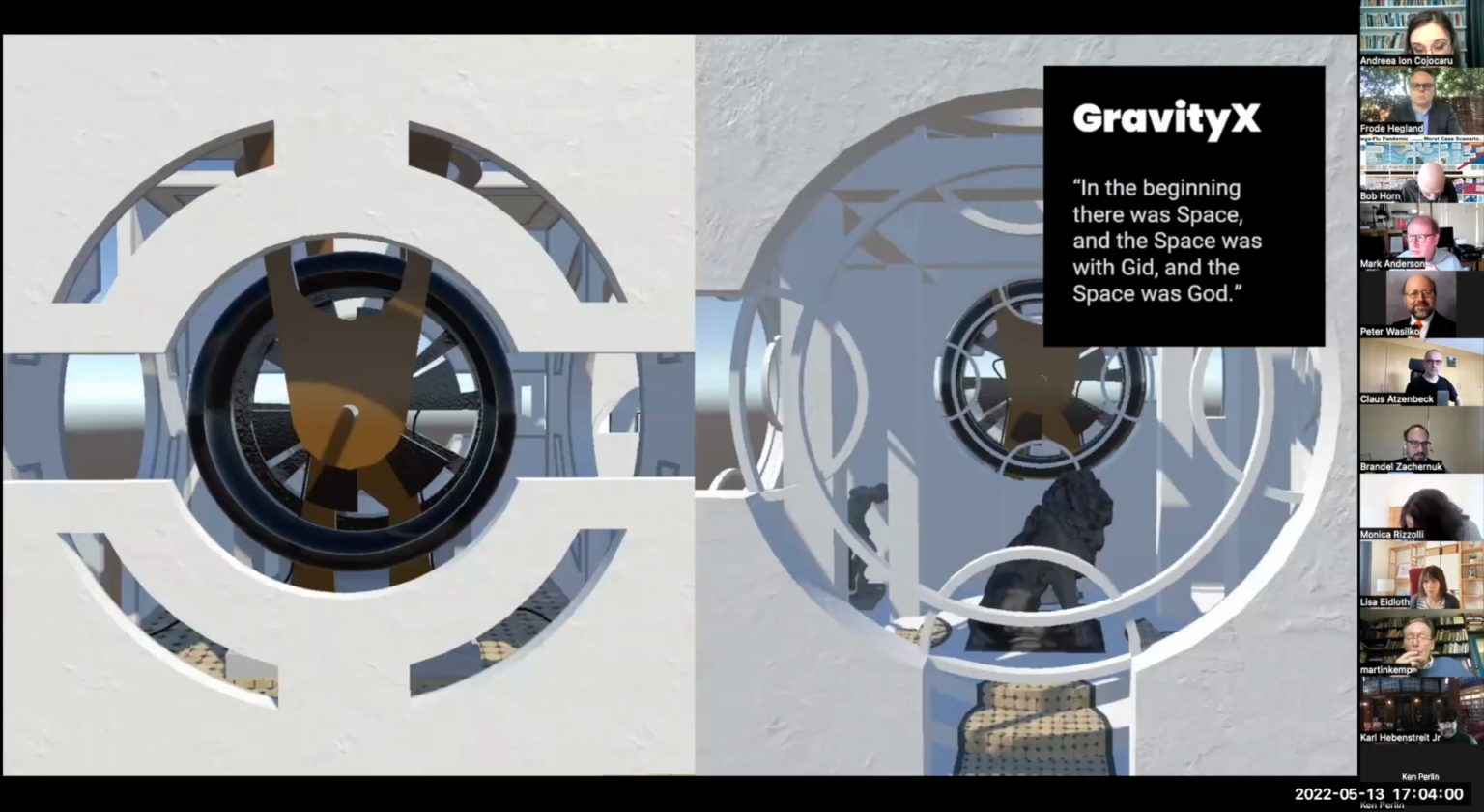And this is my last slide. This is a game that we're working on, also highly experimental, where we're putting a lot of these things that we're thinking and reading about and exploring. We're collecting all of this into what we call a VR testing environment that is called Gravity X. And the motto for this is the first line from John, but with a bit of a change. So it goes, in the beginning there was space, and the space was with God, and the space was God. So we basically replaced the word with space in the first line from John.